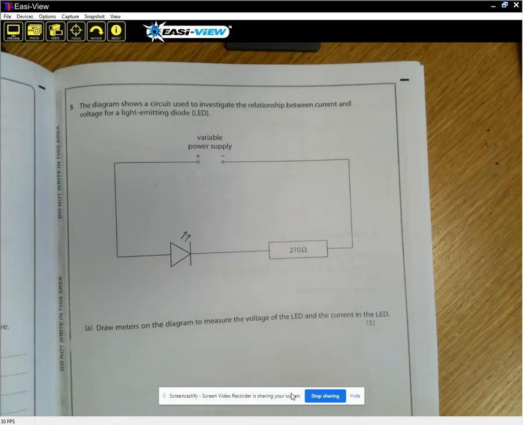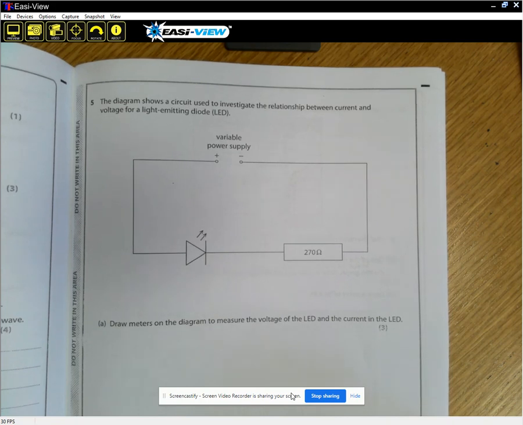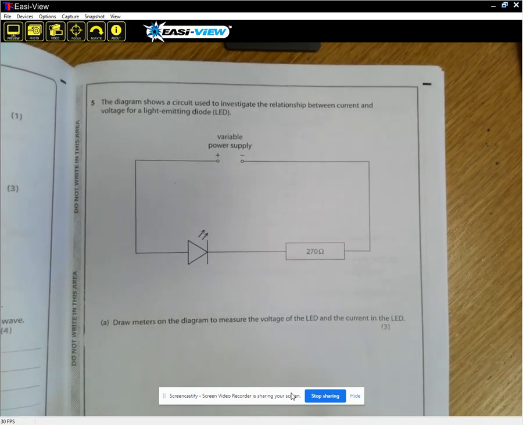Hello, I'll be going through question 5 in this video of paper 1. So this question is a fairly standard one initially about a circuit diagram and you showing that you understand how to find the current and the voltage within a circuit. So the first part, it asks you to draw meters on the diagram to measure the voltage of the LED and the current in the LED.